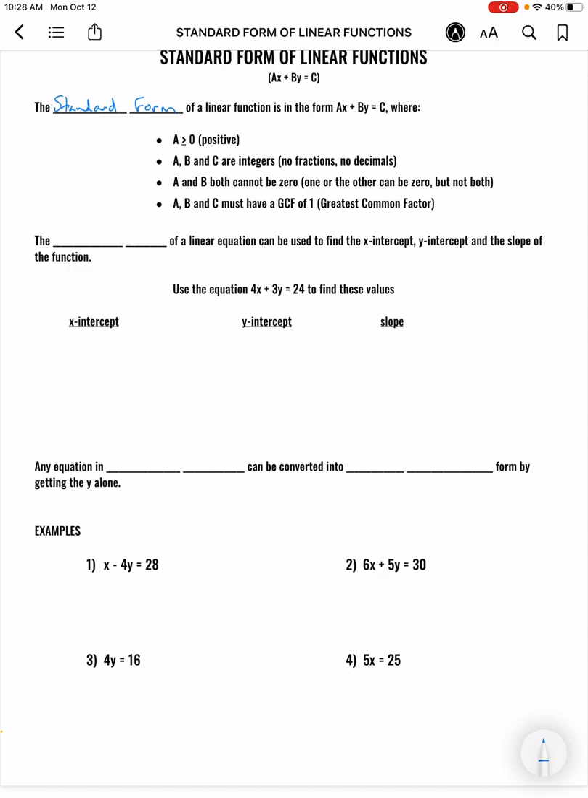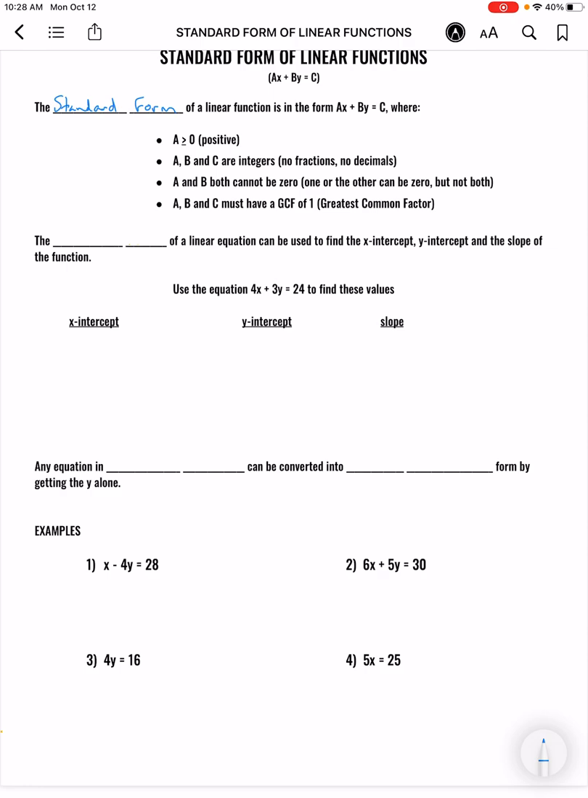And then there's a few things that have to happen. Number one, a has to be a positive number. A, b, and c must be integers or whole numbers. And then you have to have an a or a b. You can't have two blanks there. And then all three of those numbers, a, b, and c, cannot have any number in common other than 1.